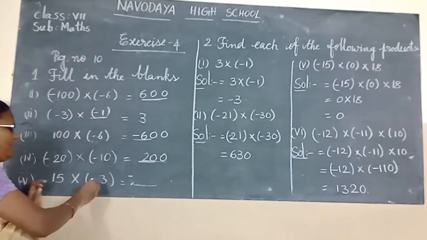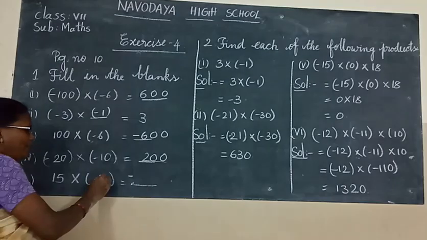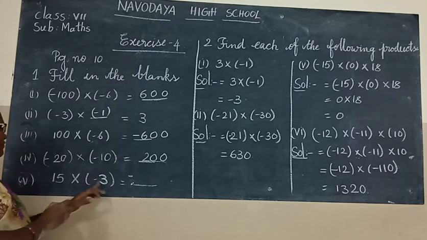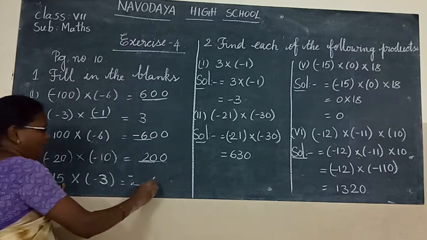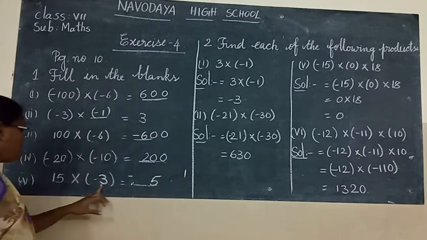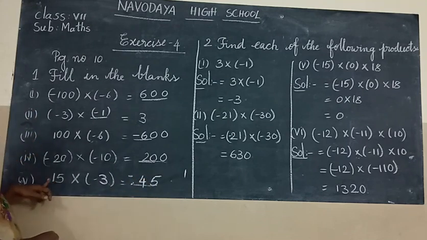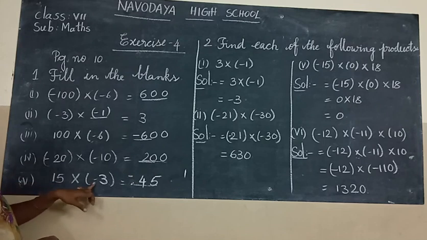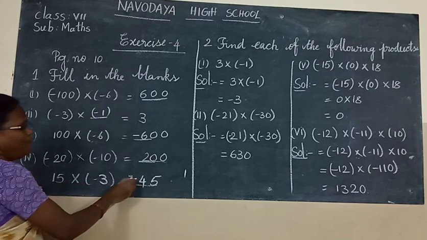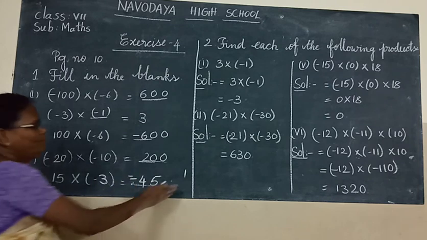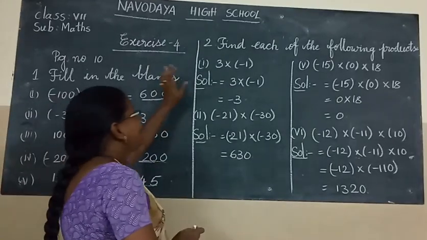Next, 15 into -3. 3 fives are 15, write 5 and carry 1. 3 ones are 3, 3 plus 1 is 4. Here, which sign is there? Positive sign. Here, which sign is there? Negative. Plus into minus is minus. Keep the minus sign before the 45. Next, the first Roman is completed.